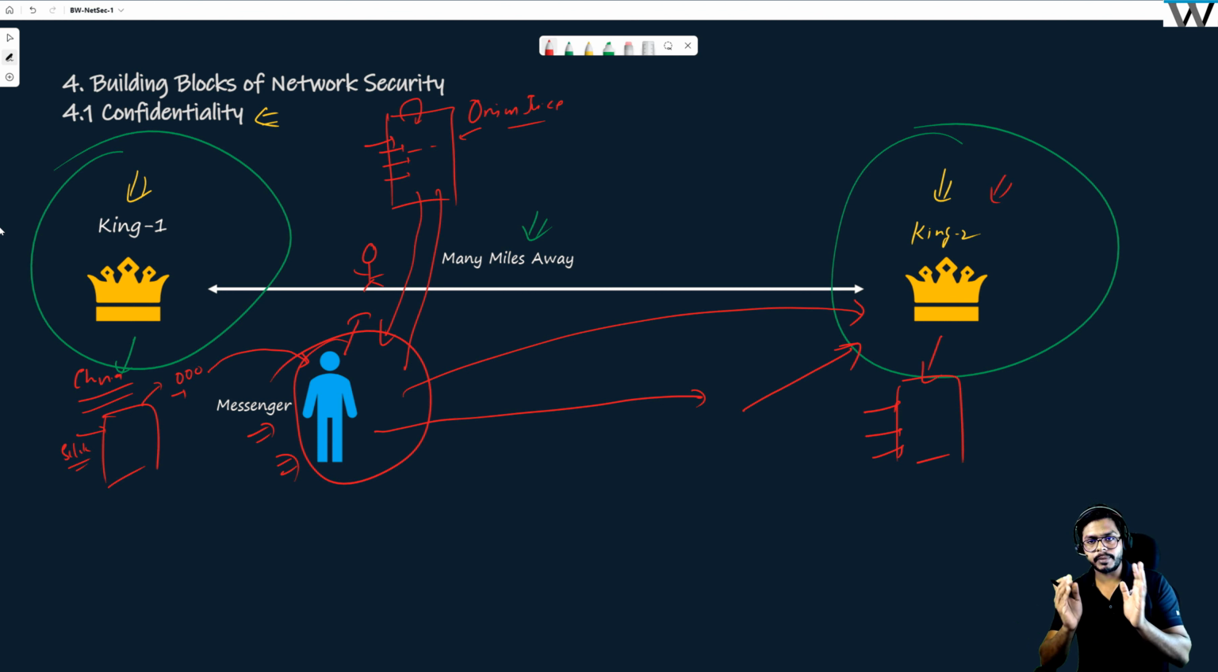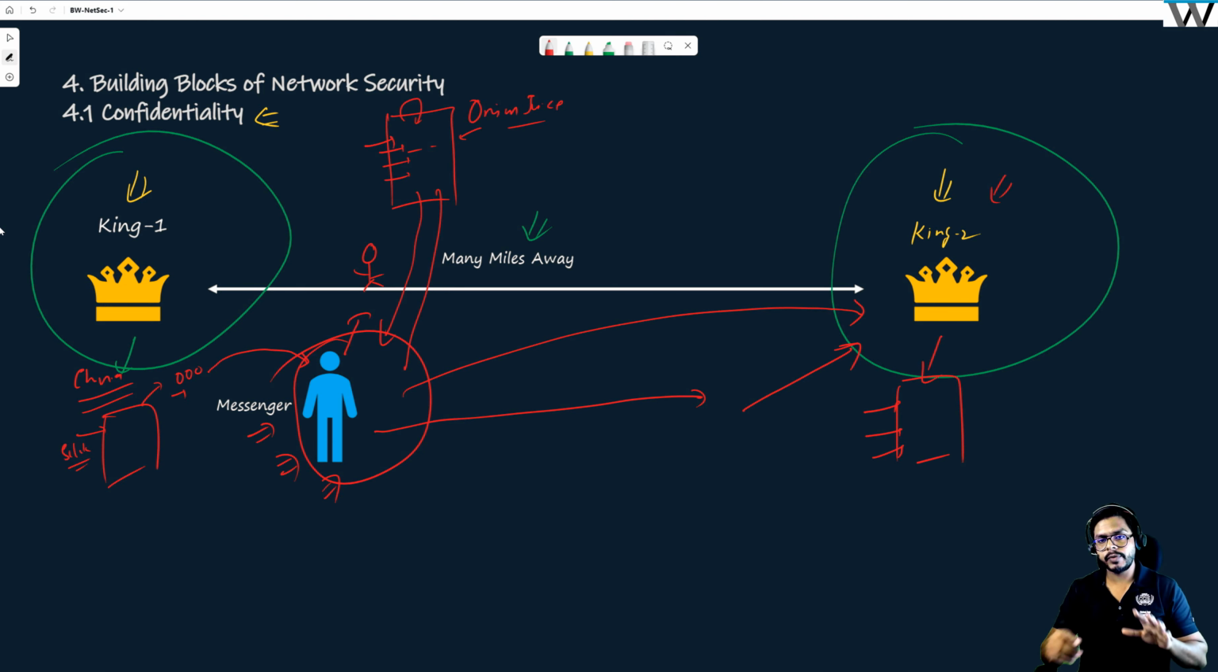But the algorithm is known only by King 1 and King 2, right? What was the algorithm, or what was the key? The key was that King 2 knew that if he wants to read the encrypted message from King 1, he needs to heat this piece of paper. Otherwise, he won't be able to read it, right? But this messenger was not informed and did not have any information about such things.